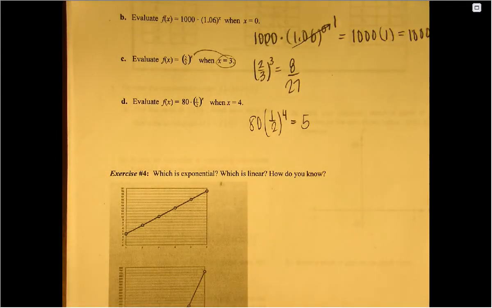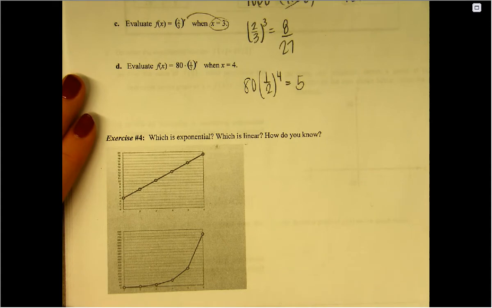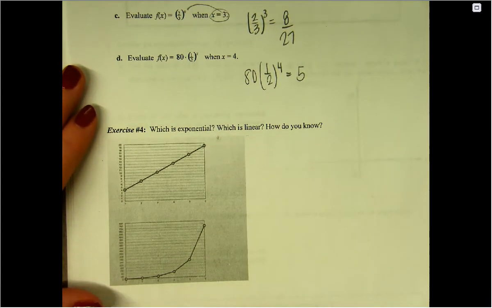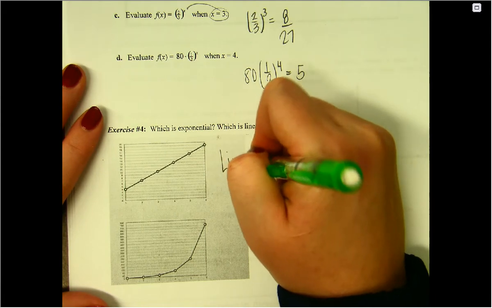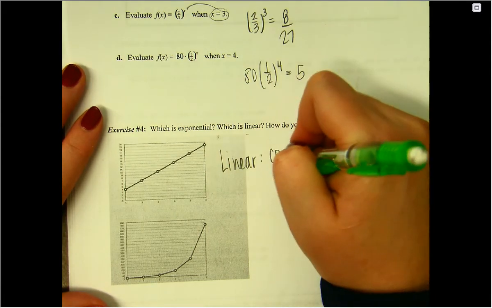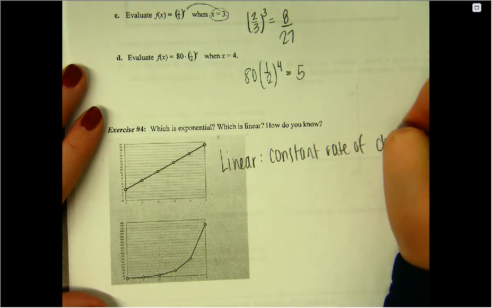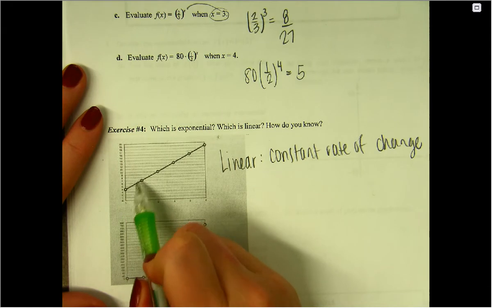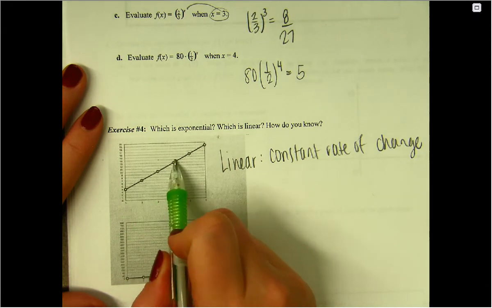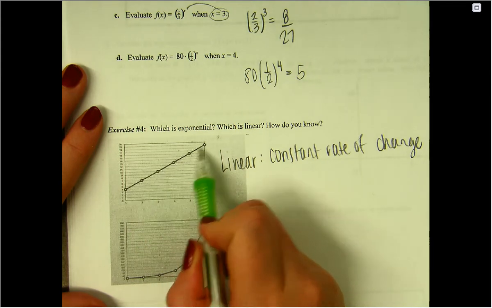Okay. Next question says, which is exponential, which is linear? I hope that you can tell me now which one of these is linear and which one is exponential. This top one is linear. This has a constant rate of change. Okay, what does that mean? It means that for every one it goes up, it goes over the same amount every single time. Doesn't change. So the distance between all of these dots is equal.